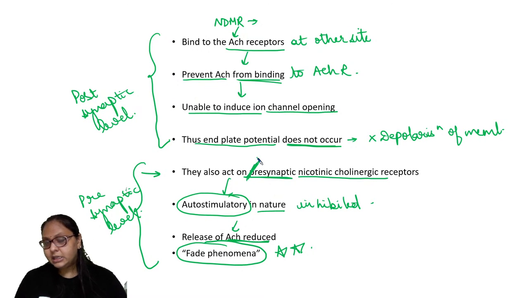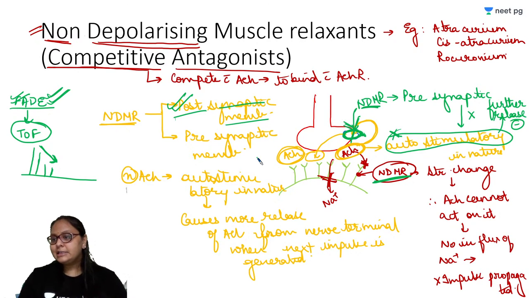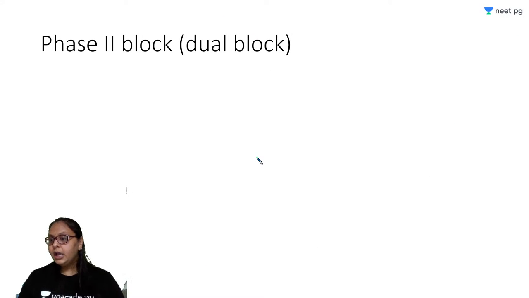Is it clear? Any doubts in this? Guys, any doubts in this? I hope this is clear. If any doubt, please let me know. So that is how the depolarizing and non-depolarizing differ. Depolarizing are non-competitive agonists, and non-depolarizing are competitive antagonists. So that was about the depolarizing and non-depolarizing. Any doubts in this? If not, I'll go to the other very important point, that is phase 2 block. That is the dual block.